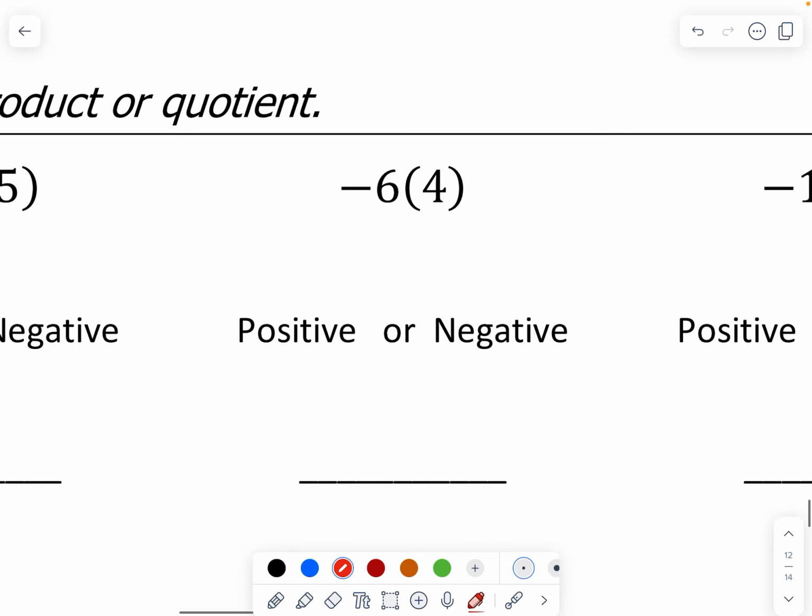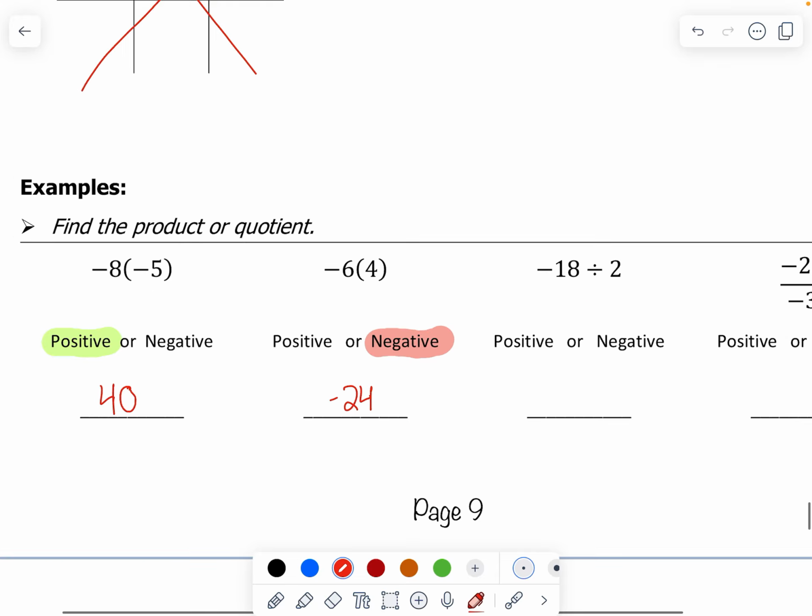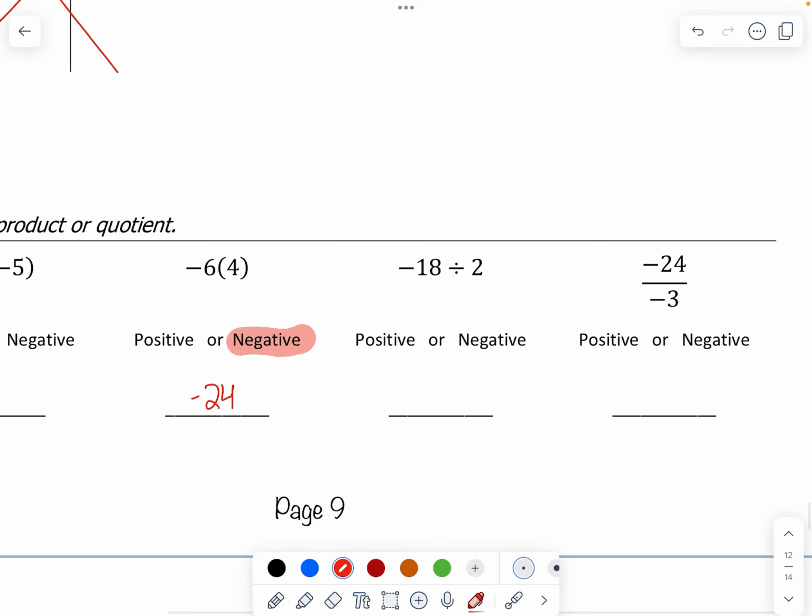Same thing on the second one. We can look at the signs. I see a negative 6, a positive 4. That is going to net us a negative answer. So I know I need to have a negative sign here for the answer. And then just 6 times 4, that's 24. So it's negative 24. Go ahead and take a second, pause the video, and see if you can figure out both if it's going to be positive or negative and actually doing the division.